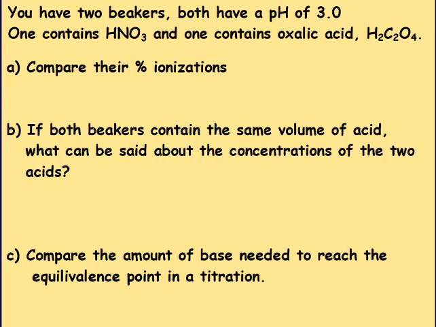So you have two beakers, both have a pH of 3. One has HNO3 and the other contains oxalic acid, H2C2O4. Go ahead and compare their ionizations. Restart when you're done with A.